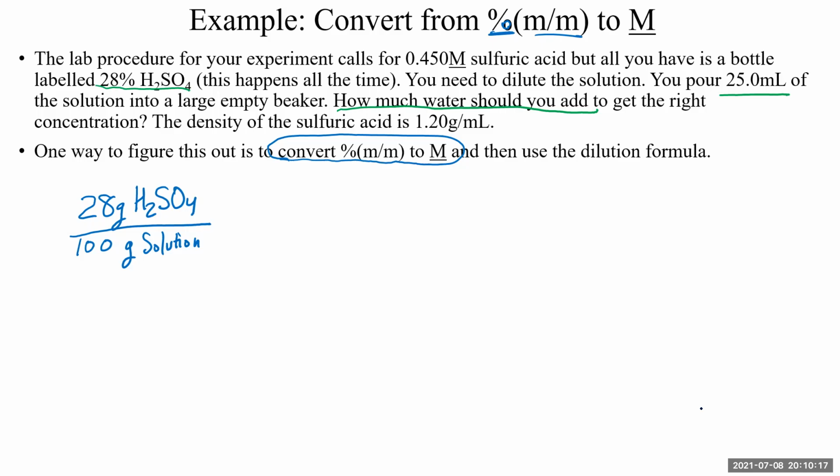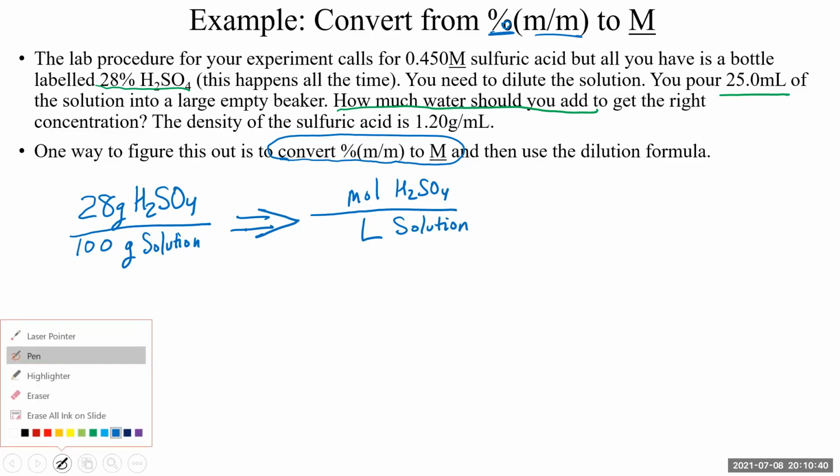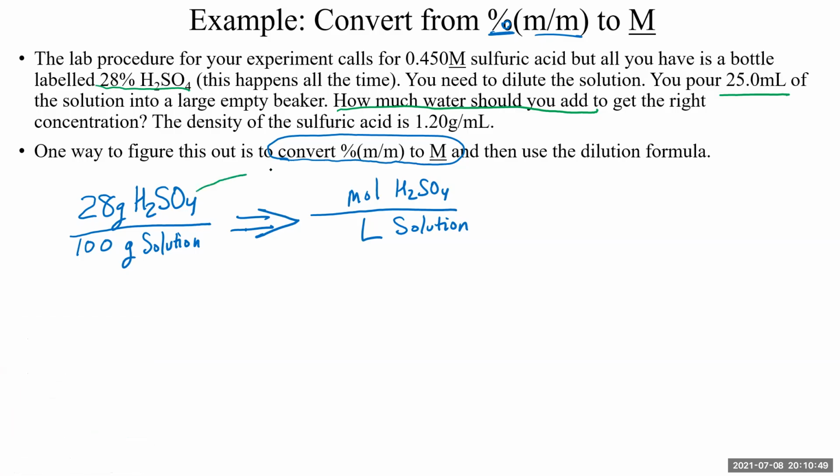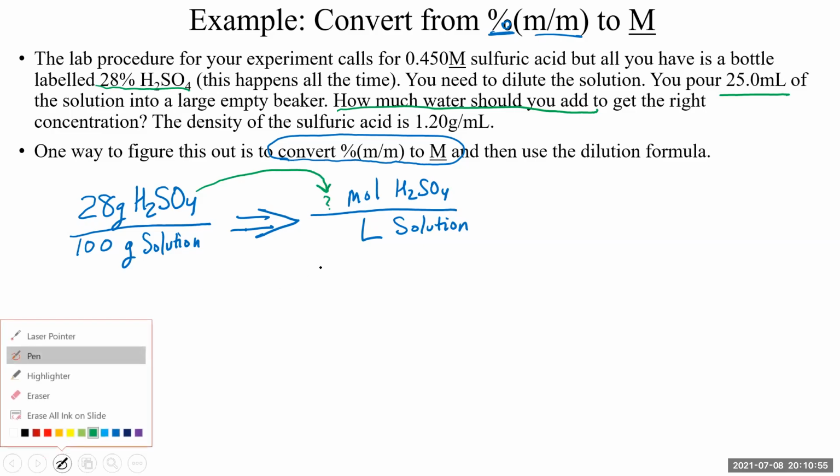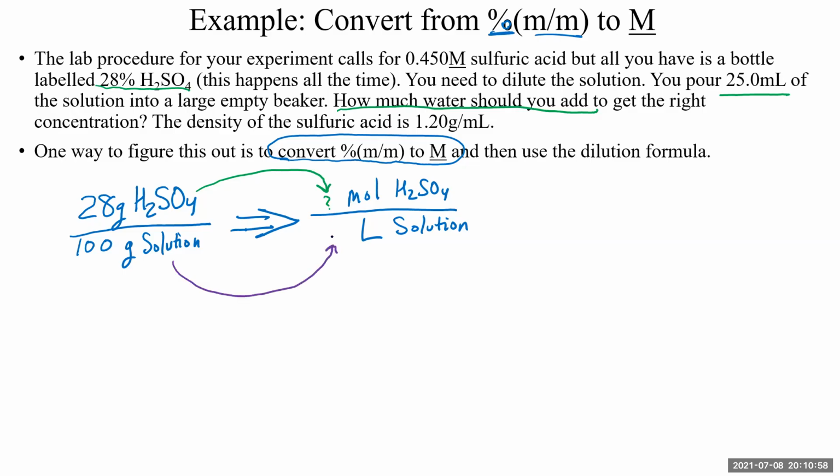We want to convert from the definition of percent to the definition of molarity, which is what? Which is moles of H2SO4 to liters of solution. The way we're going to do this is we're going to convert the numerator to the new numerator, and we're going to convert the denominator to the units of the new denominator. In other words, we're going to convert from here to here to figure out what this is, and we're going to convert from here to here to figure out what this is.